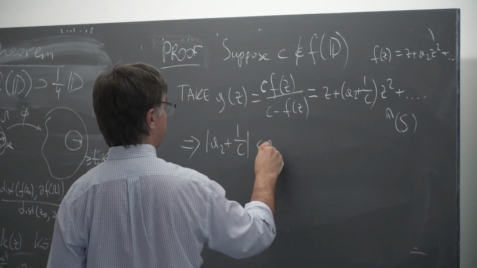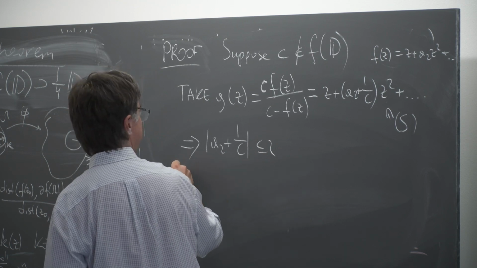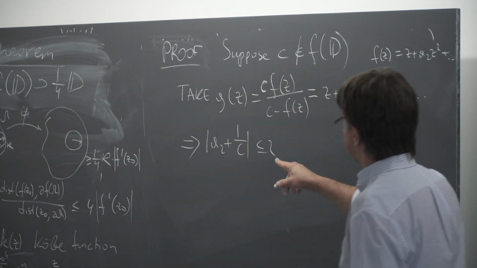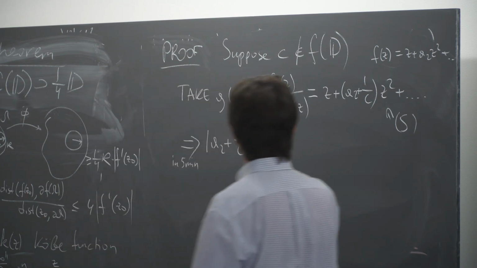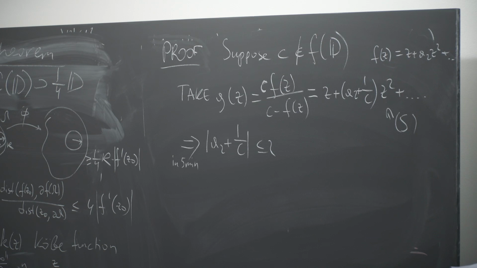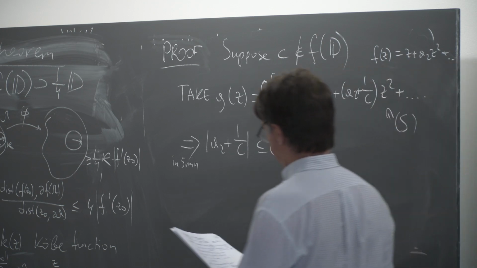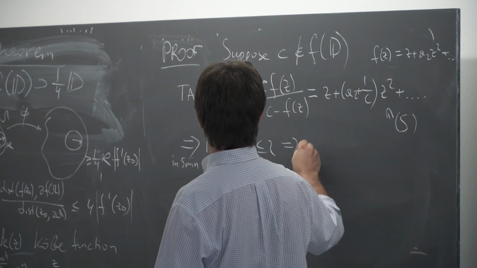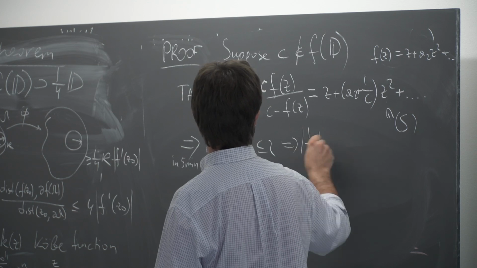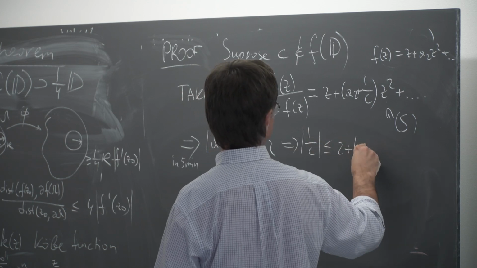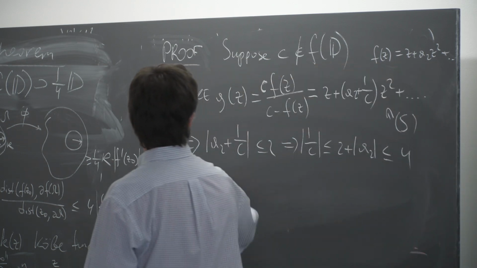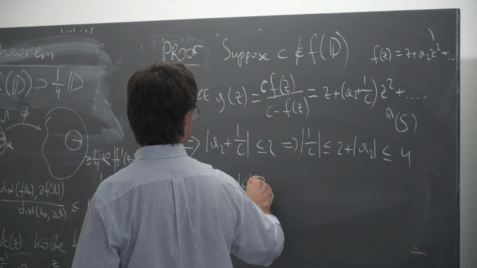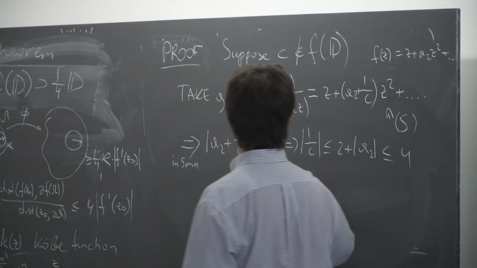I am sorry, I forgot because I mentioned it on the slides, but in 5 minutes we'll do this thing. So a2 plus 1 over c is at most 2. By the triangle inequality, it means that 1 over c is at most 2 plus the absolute value of a2, which is at most 4. Which means that the absolute value of c is at least 1/4. And we are done.